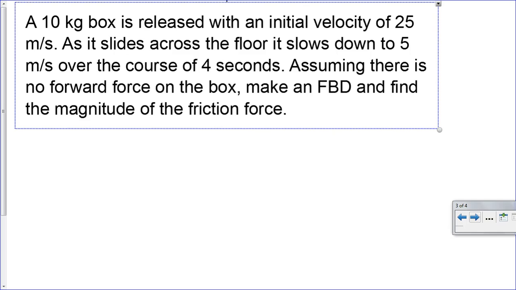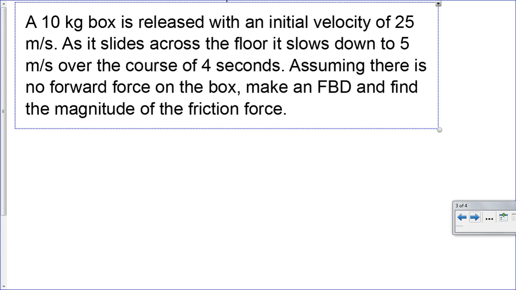So in this one, just again to give you the general process of this, it seems like it's giving us a lot of information about its motion. It says it has an initial velocity of 25 meters per second, and then it slows down to 5 meters per second over the course of 4 seconds. That's a lot of motion stuff, all right? And then in the end, it wants us to find force stuff.